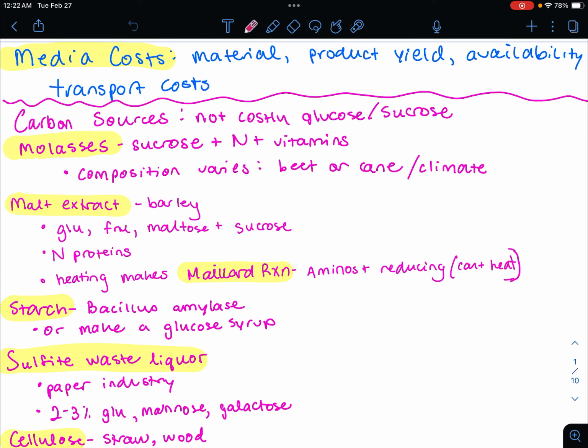Good evening, everyone. These are going to be the next notes over the fermentation systems that professor gave us to study for the next exam.